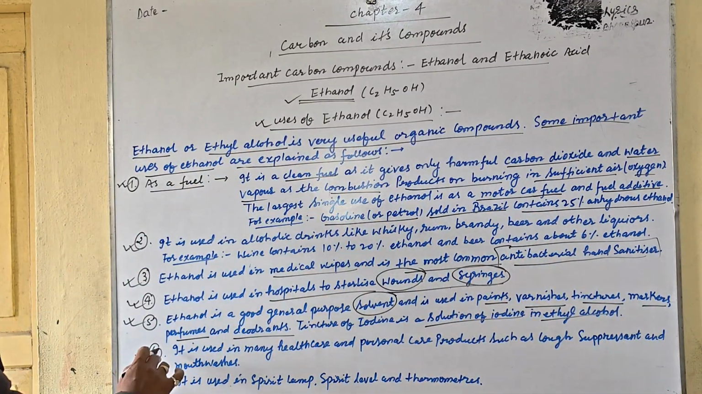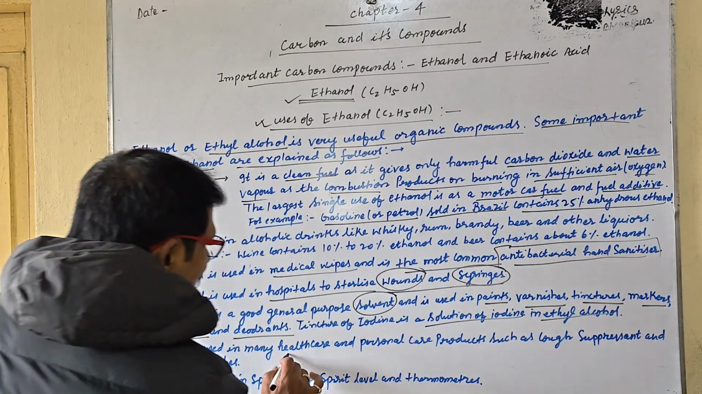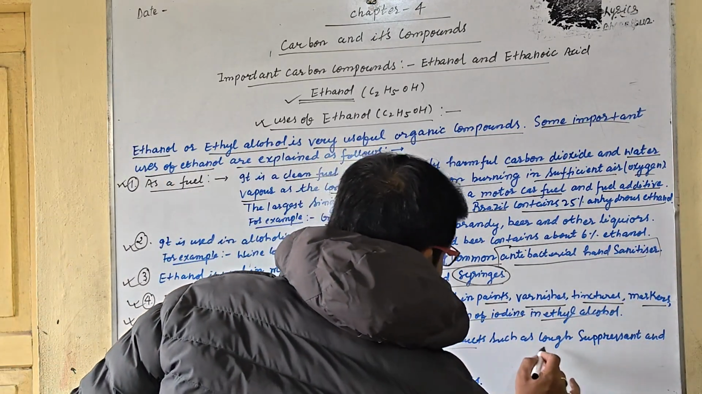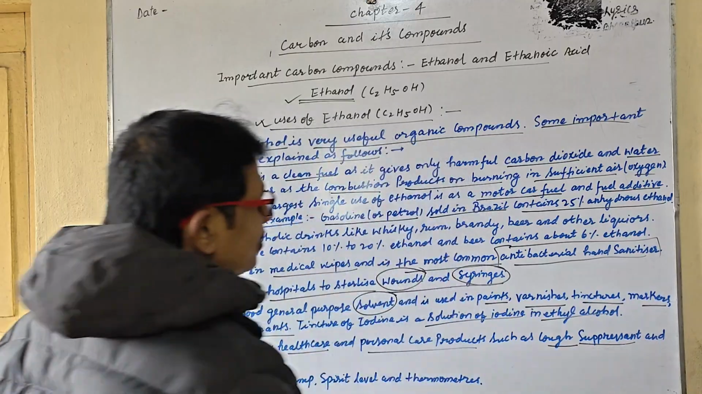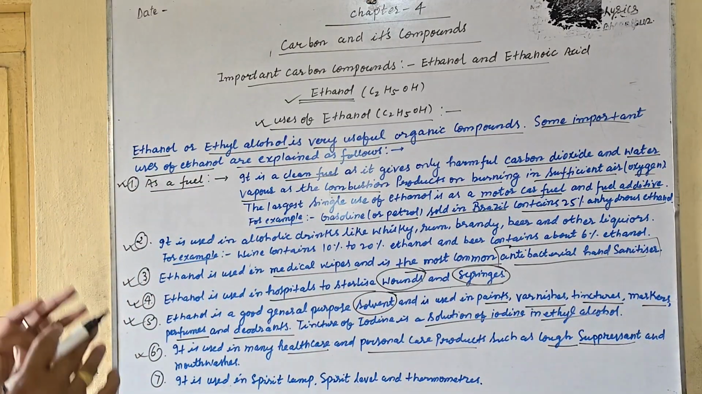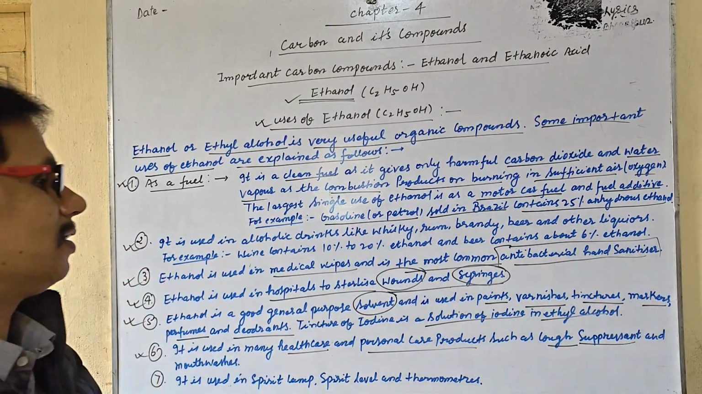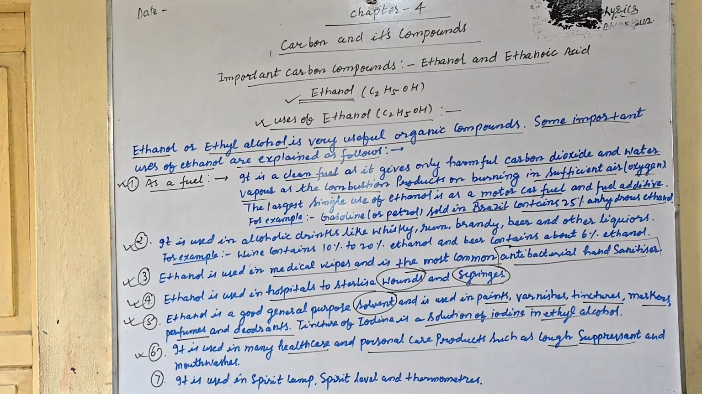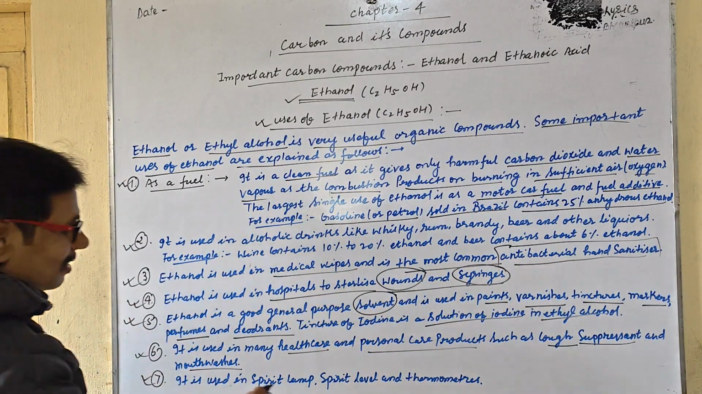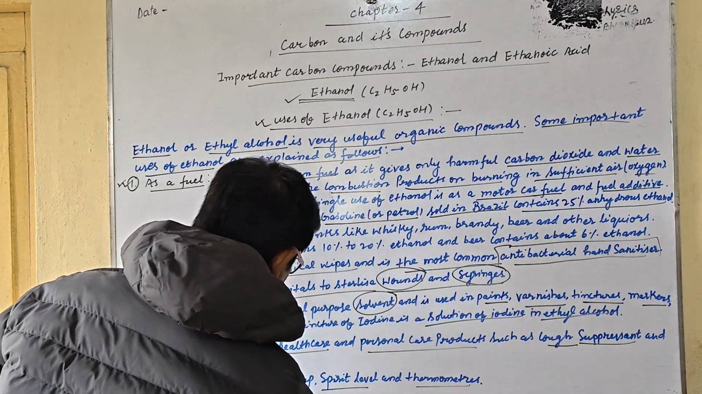Use number 6: it is used in many healthcare and personal care products, such as cough suppressant. Ethanol is also used in cough syrup, which is why you feel sleepy after taking it. It is also used in mouthwashes, in spirit lamps, and in thermometers and spirit levels.